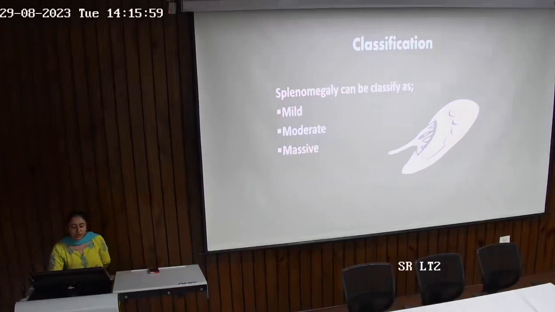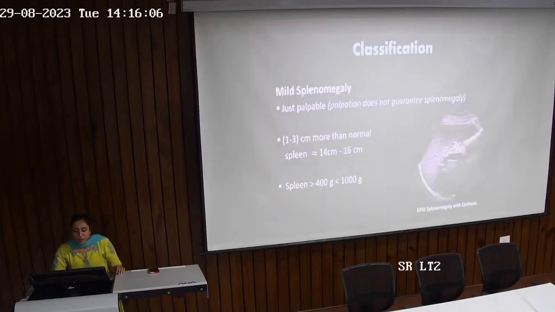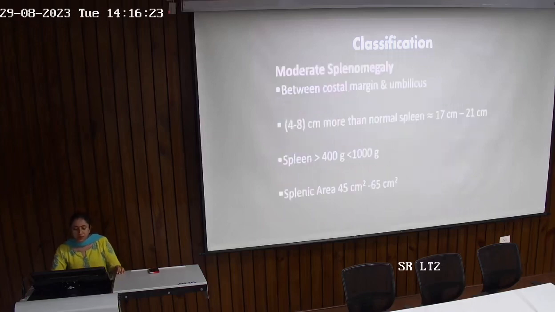Now, what is the classification of splenomegaly? It is classified as mild, moderate and massive splenomegaly. Mild splenomegaly, it is just palpable, 1 to 3 centimeters more than the normal spleen, that is between 14 to 16 centimeters, and it weighs more than 400 grams but less than 1000 grams. This is mild splenomegaly.